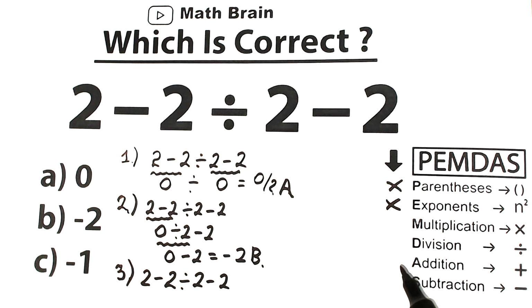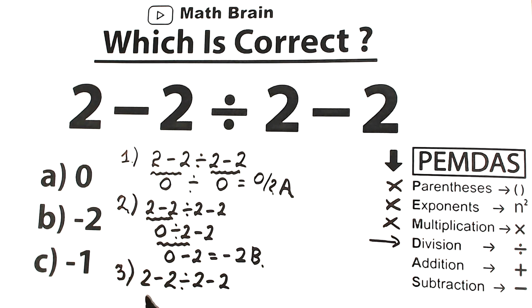The next step, multiplication division group. Let's scan where we have a multiplication or division sign. Okay, let's look at it. We have a division sign right here, and we don't have a multiplication sign, obviously. So multiplication sign, we don't have it. And we have a division sign right here.